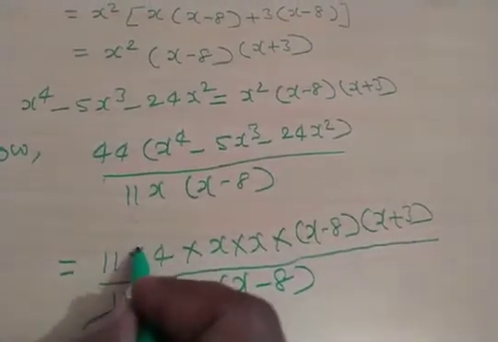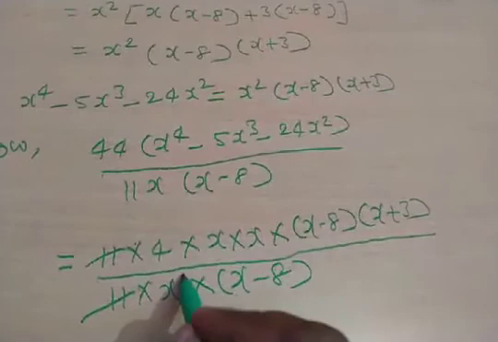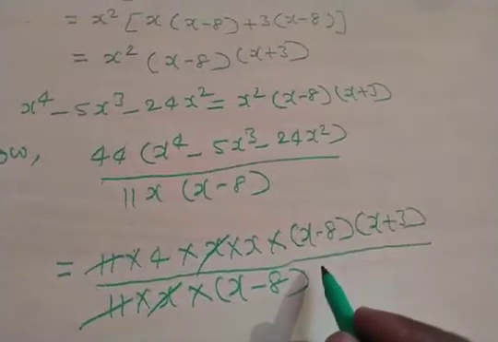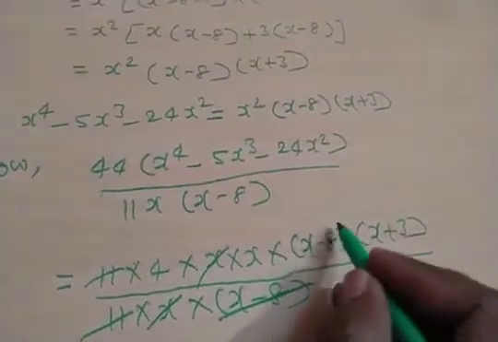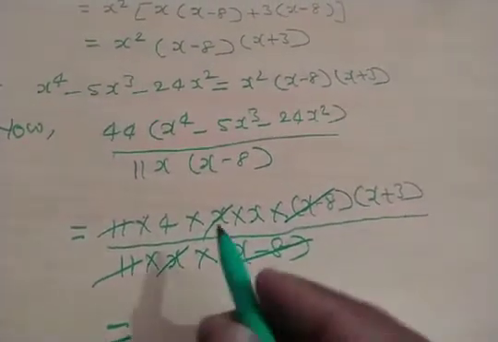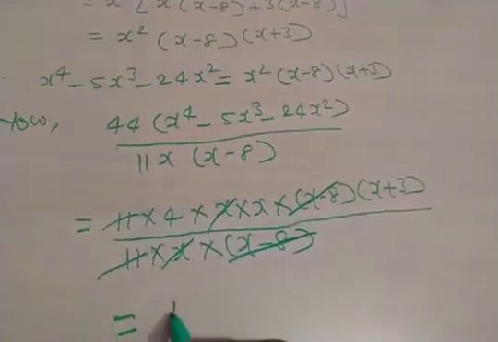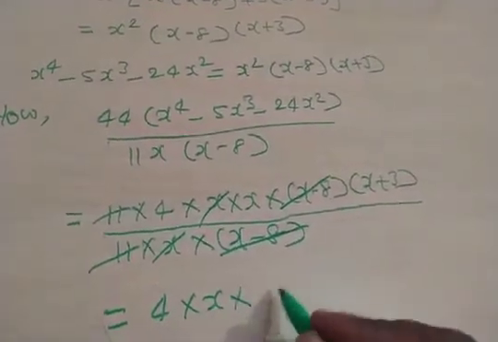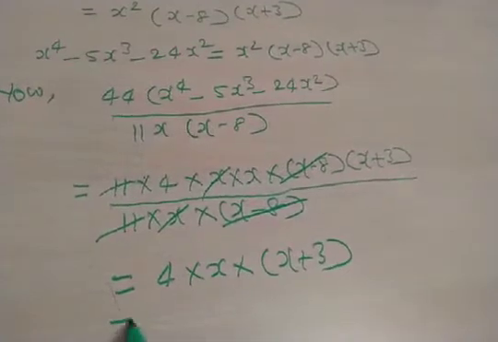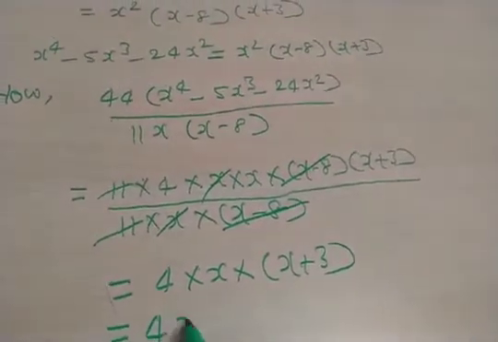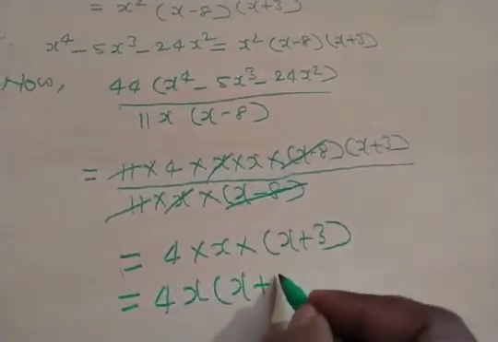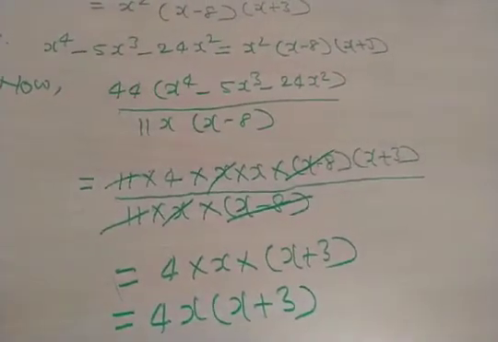So 11 and 11 cancel. You can see both are common. This x is also cancelled. Clear? And x minus 8 also cancelled. So what is left here? See, here we are left with 4 into x into x plus 3. So we can write it 4x into x plus 3. This is the required result of this question.